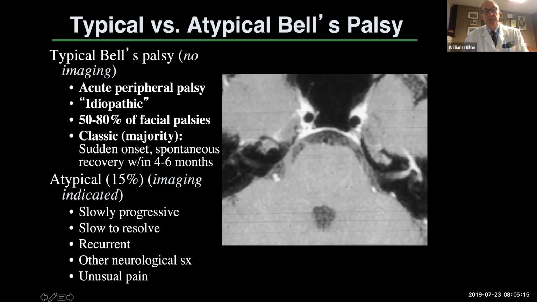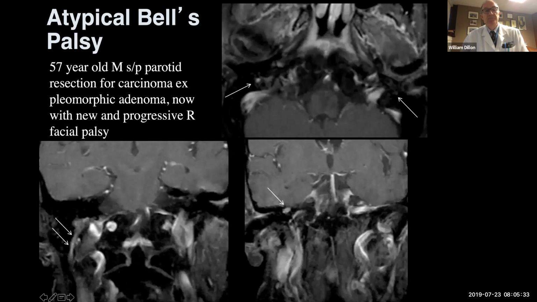Atypical facial palsy, that is one that starts in portions of the face, or is slowly progressive, slow to resolve, or recurrent, means that you've got to image. Normally we don't image in Bell's palsy. If there are other neurologic symptoms, then you're looking for perineural spread of tumor.